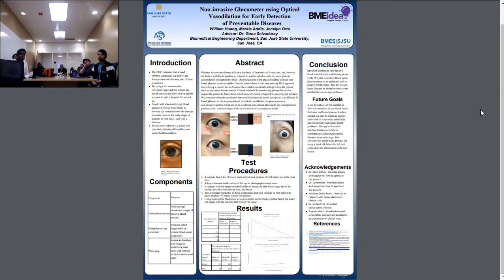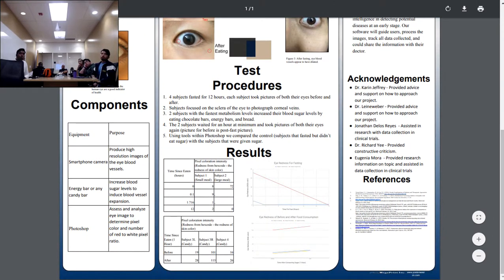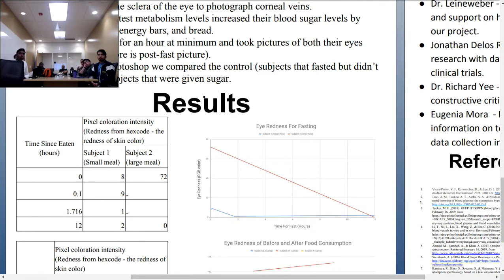So our test procedures. Basically what we did was we had 4 anonymous subjects with varying levels of body metabolism, and we each fasted for 12 hours straight. No food except for water. And we took a photo of our eye before the fast and after the fast, and we compared it and plotted a graph. We observed that over the period of 12 hours there was a decrease in eye redness as opposed to time, and this could indicate that blood glucose levels and eye redness are proportionally related.